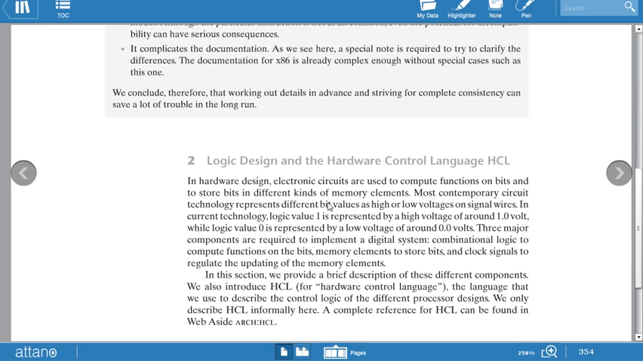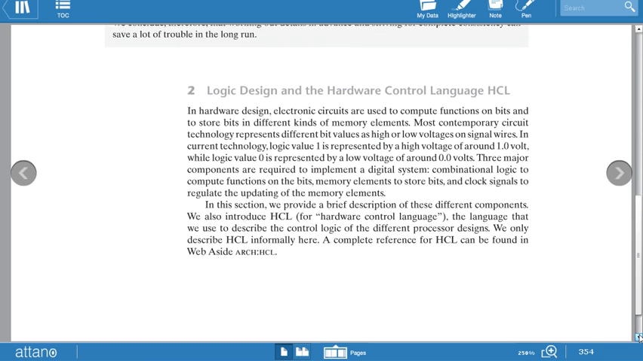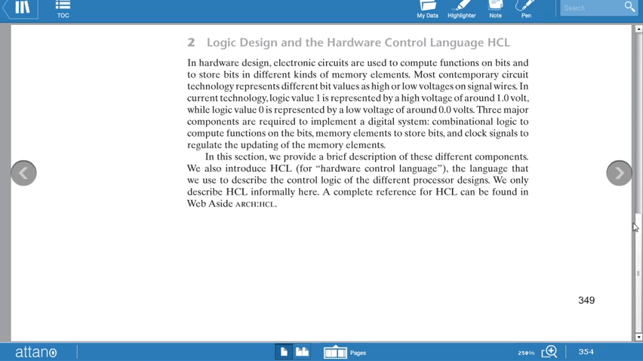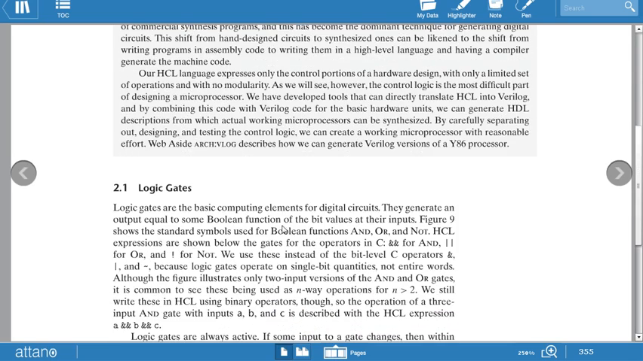We only describe HCL informally here. A complete reference can be found on the web. So in this chapter or in this topic, it is not defined very formally. That is not to the mark. That is only the introduction. That is your HCL. But if you want to take any opinion, give any opinion, so use another version, that is ARCH HCL. Now, first one is your logic gates.